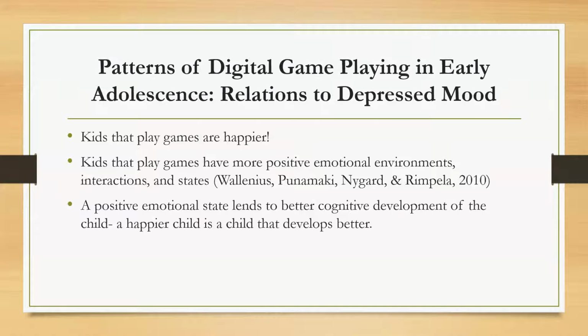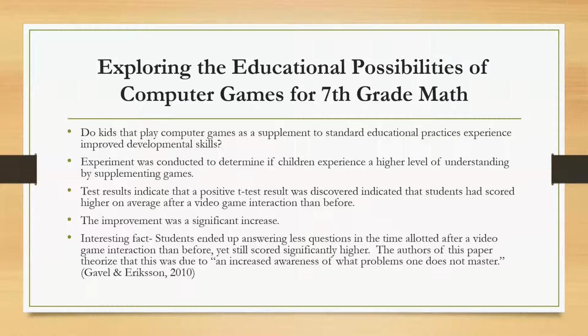The next paper was a smaller paper, talking about adolescents and their emotional environment, interactions, and states after playing games. They determined that kids who play games are happier, have a more positive emotional environment, positive interactions, and positive states, and a positive emotional state lends to better cognitive development of the child. A happier child is a child that develops better. Very brief, but I thought this was a nice paper to tie in that a positive environment can affect cognitive development.